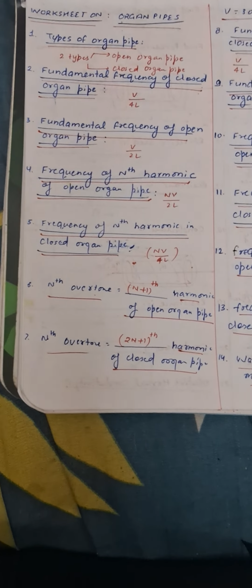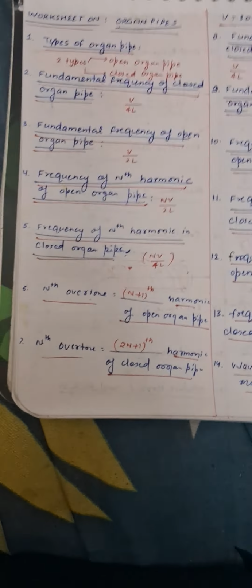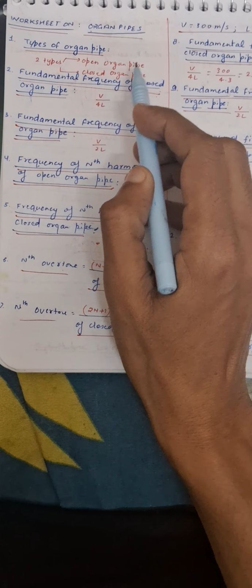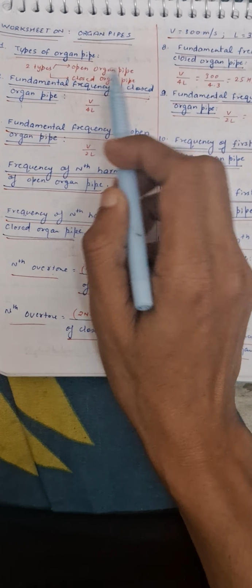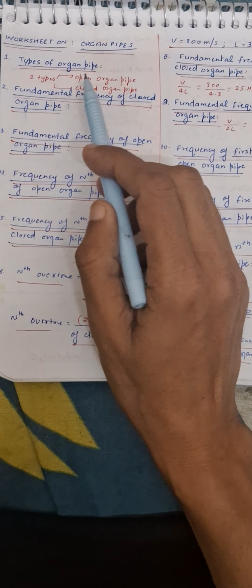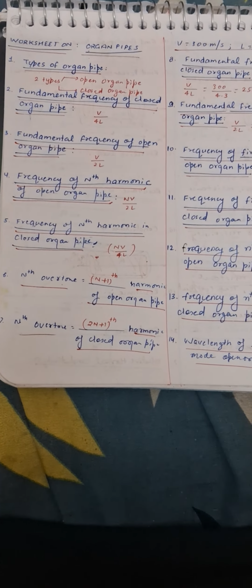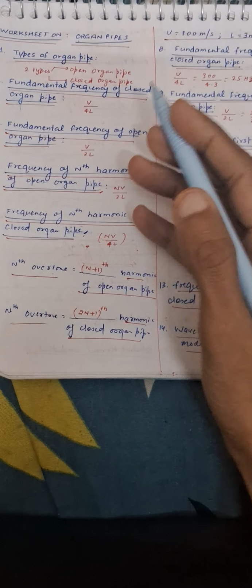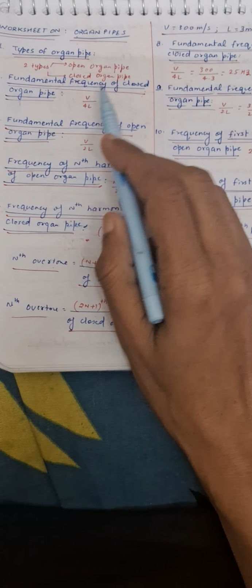So the first question is what are the types of organ pipes? Organ pipes are basically of two types: open organ pipes and closed organ pipes. Open organ pipes mean open from both ends. Closed organ pipe means closed at one end only. So that is the standard convention behind organ pipes.